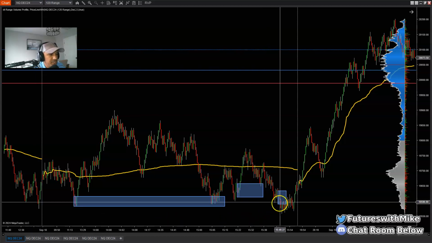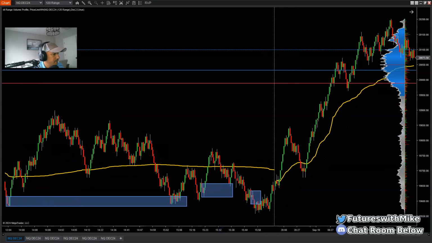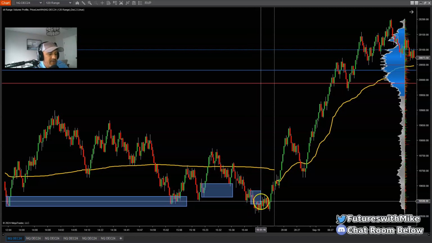Okay, then it pushes up, pulls back. Okay, you see this right here. Right here, it comes back. All right. So now we have this area of support right here. So then you can just wait. You get the break of a candle or close.